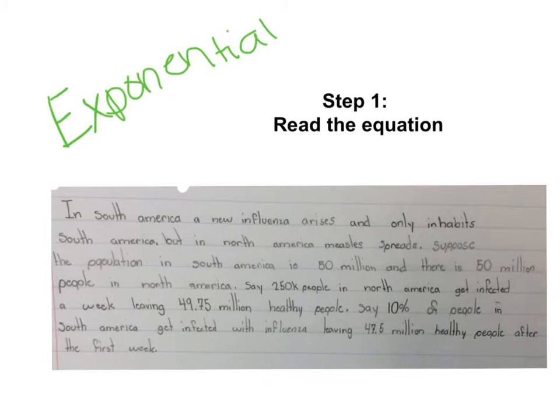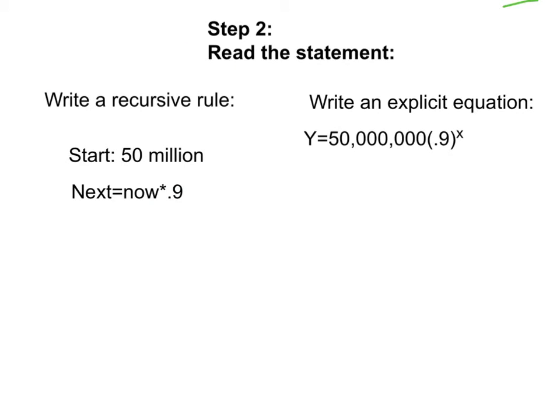Step 1, read the equation. In South America, a new influenza arises and only inhabits South America, but in North America, measles spreads. Suppose the population in South America is 50 million and there is 50 million people in North America. Say 250,000 people in North America get infected a week, leaving 49.75 million healthy people. Say 10% of people in South America get infected with influenza, leaving 47.5 million healthy people after the first week. Step 2, read the statement.